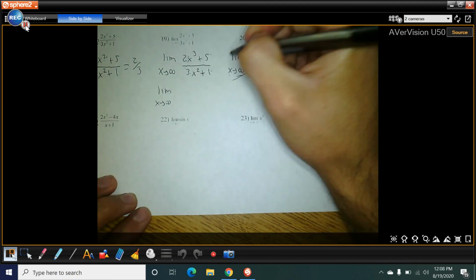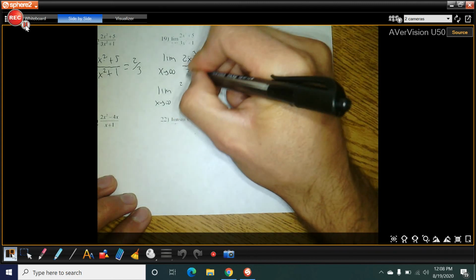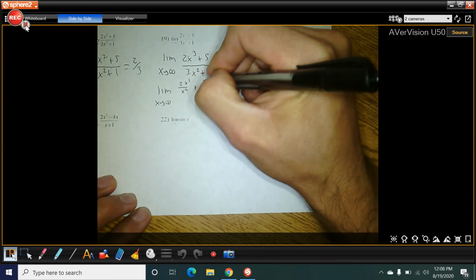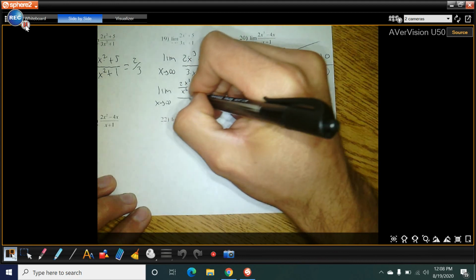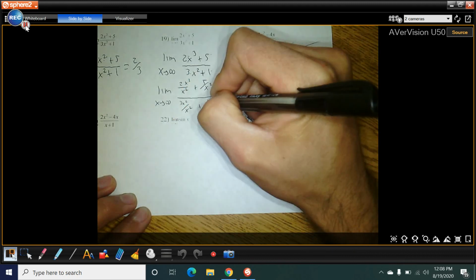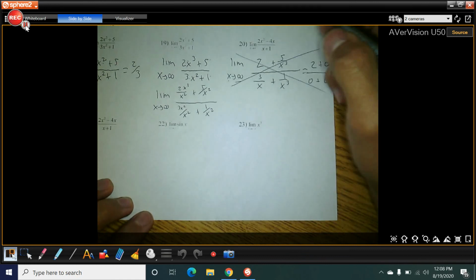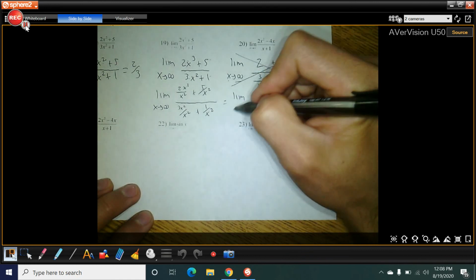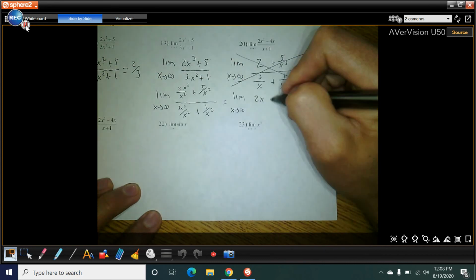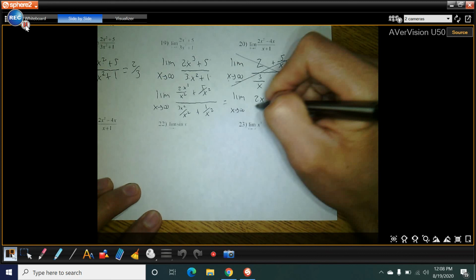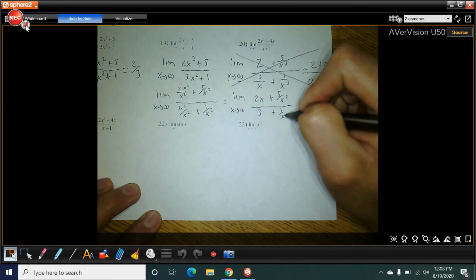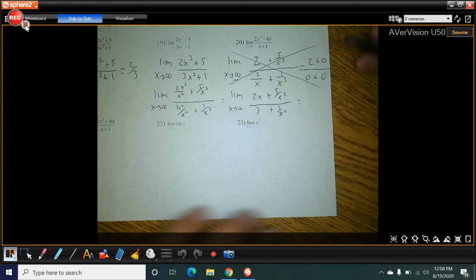So if that term is x squared, we would take 2x cubed divided by x squared, plus 5 divided by x squared, and then we have 3x squared divided by x squared, and then we have 1 divided by x squared, okay? So we're going to go ahead and clean that up so that the limit as x approaches infinity is just going to leave us with a 2x here plus 5 over x squared, over 3 plus 1 over x squared. So now think this through.